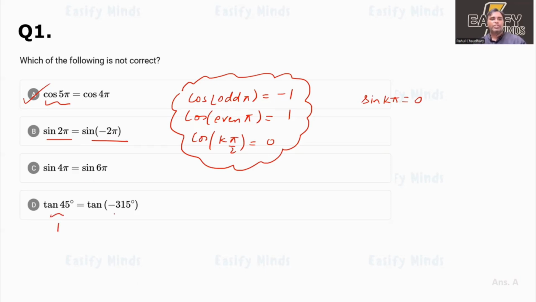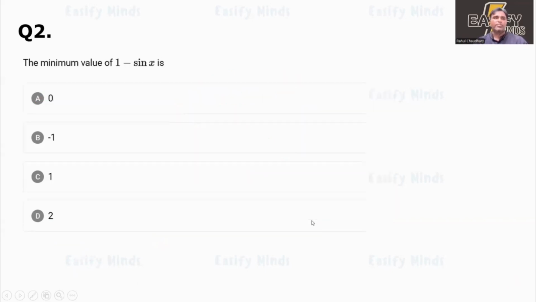Tan 45 is 1. Tan minus will come outside. Minus tan 315. This is in the fourth quadrant, so the tan value will be negative. So minus minus 1. So all these options B, C, D are satisfying, meaning they are correct. We have to tell which is not correct. So option A is not correct. Easy.